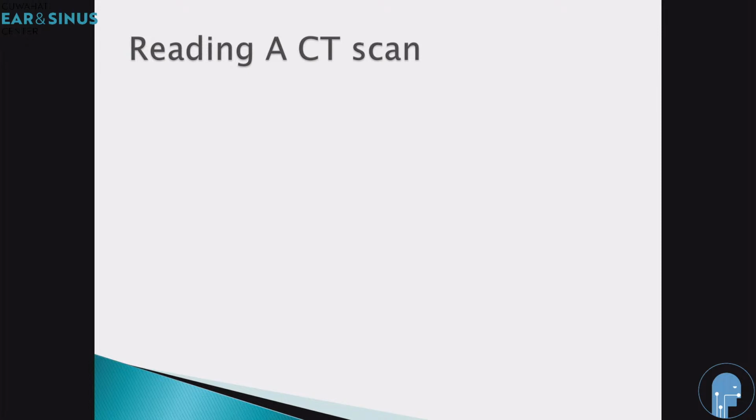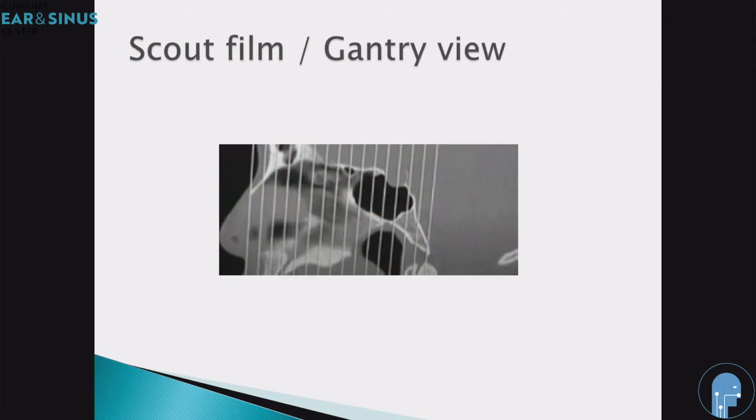So, we'll come to how to read a CT scan. The first cut, which is also known as a scout view or a gantry view. This cut is very important because it helps the surgeon assess the position of the patient, the window setting, either a bone window or a soft tissue window, size of the cuts, and exact location of the cuts.